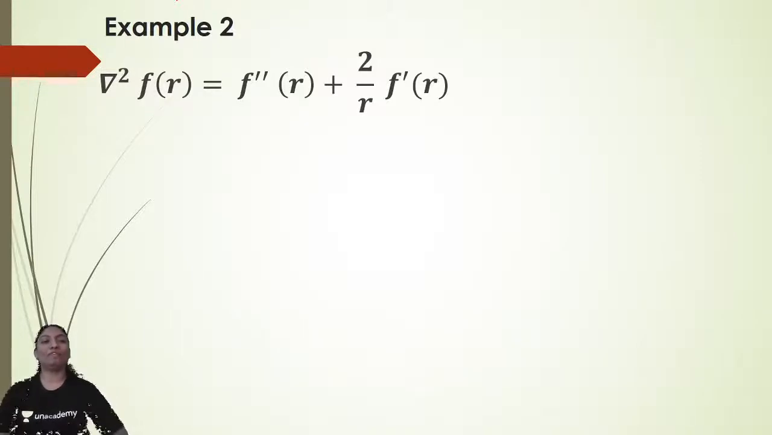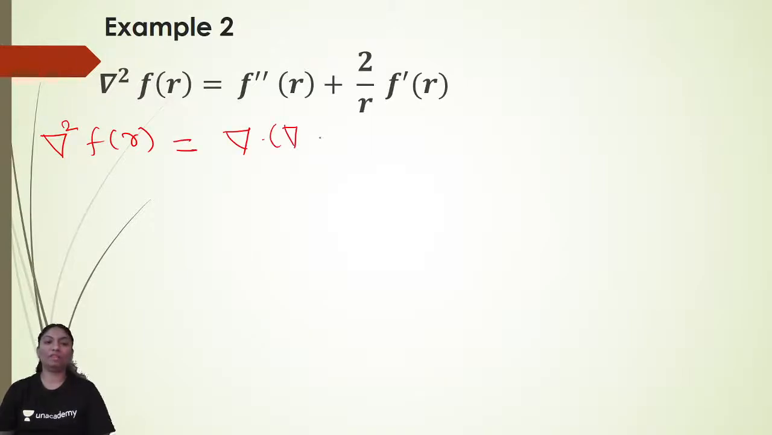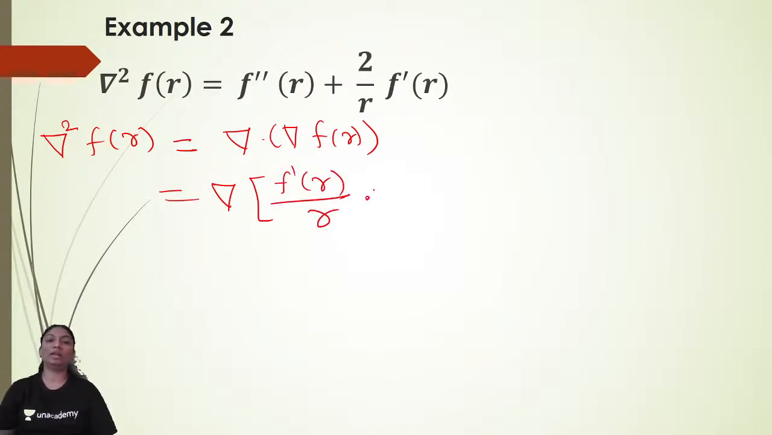Del square of f of r is equal to f double dash of r plus 2 by r into f dash of r. Okay, so what will we do here? Del square of f of r: we know del square means del dot del, so you will write here del square of f of r is equal to del dot del of f of r, right? And del of f of r we just proved means f dash of r upon r into r bar, right? Your del of f of r means f dash of r upon r into r bar.